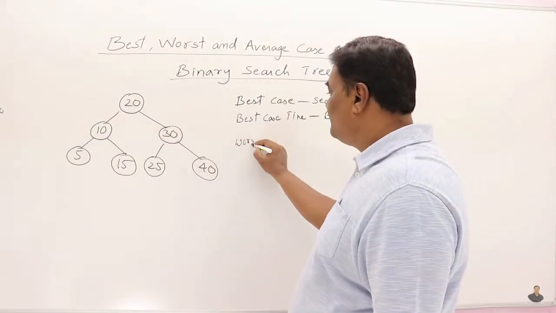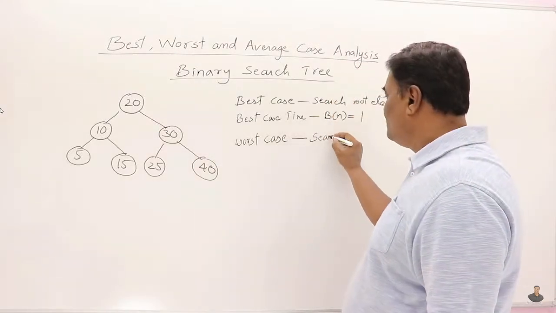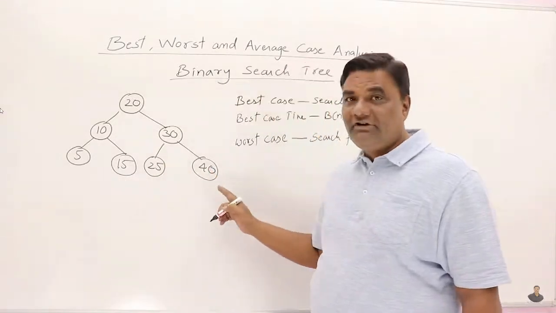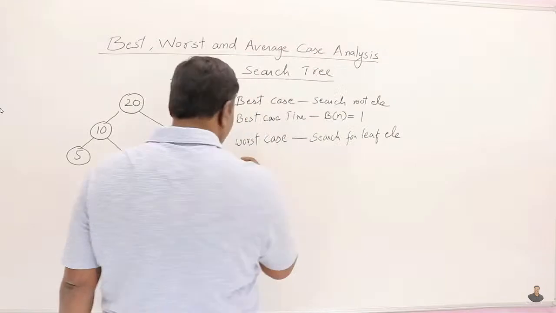Then what is worst case? Worst case is searching for the element which is present in the leaf. Searching for leaf element. So what are the leaf elements in my example? 5, 15, 25 and 40. If I am searching any one of those elements, then the time will be maximum. That is worst case. So what is worst case time?